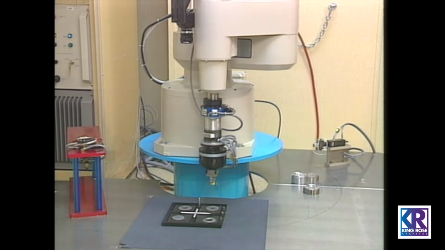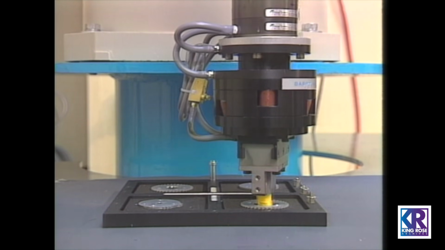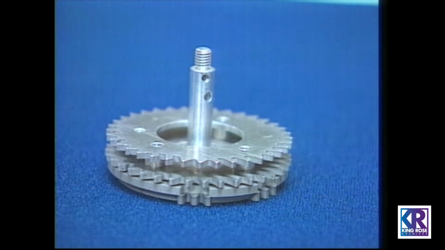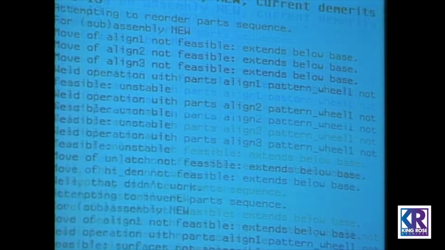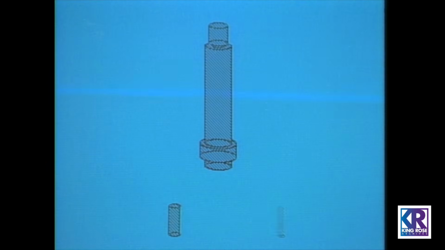In the automated assembly laboratory, Sandia is showing how robots will be used to assemble parts. For assemblies like this strong link pattern wheel, a critical safety component, the prototype Archimedes system developed at Sandia uses the CAD model as the starting point for automatically developing robot assembly programs.